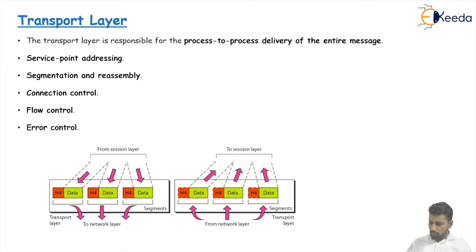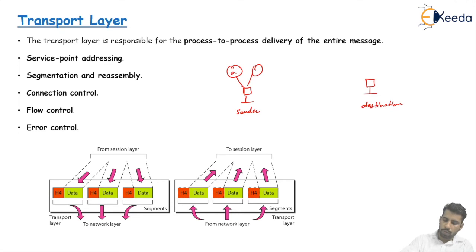Transport layer is responsible for process to process delivery. Process to process delivery means, in our sender's machine or source machine, so many processes are running simultaneously. For example, here a process A, process B, or process C. Process is any program in execution.